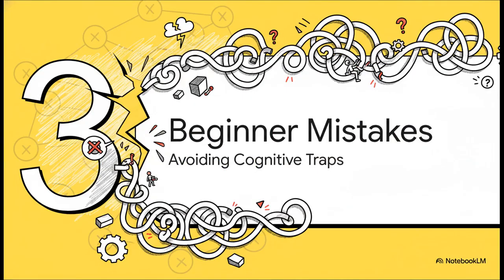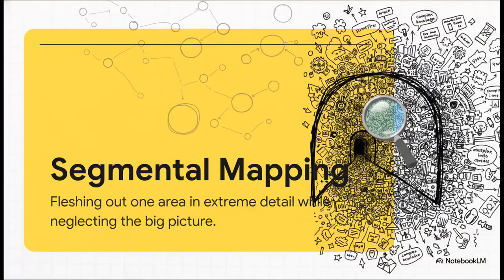Section 3. Beginner mistakes. Navigating the traps of cognitive overload. Now, as you start applying this framework, you're going to hit some roadblocks. But please remember, making these mistakes is actually proof that your brain is working hard. It is all part of the process.